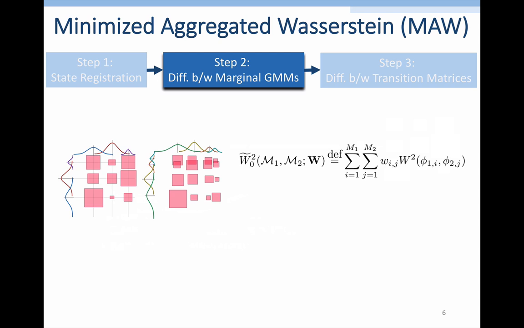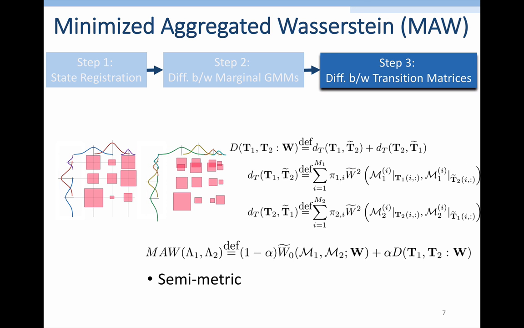In Step 2, we measure the difference between the marginal GMMs of the two HMMs in comparison. The difference is specified by a weighted sum of the Wasserstein distance between every pair of the Gaussian components, and that's why we give the name Aggregated Wasserstein.